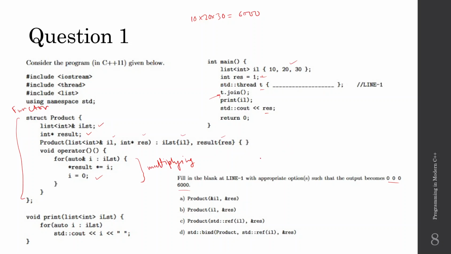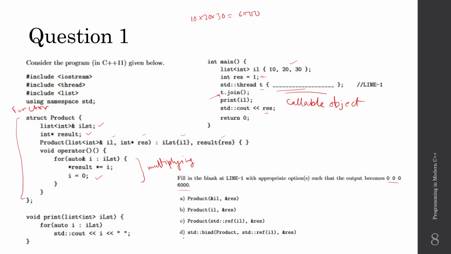So when we initialize a thread, we have to pass a callable object, either a function or a functor, okay. So this should be a callable object, okay. In our case it will be a functor and we'll have to construct the functor. So all of these are constructors here and you have to choose one of them.